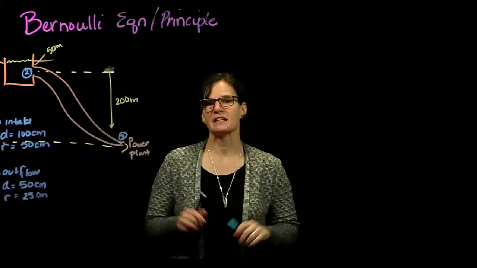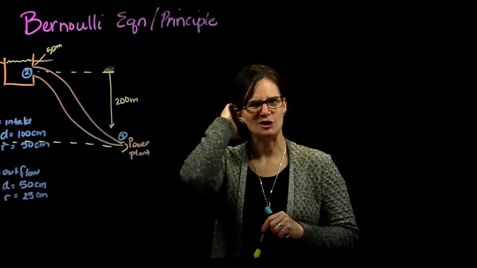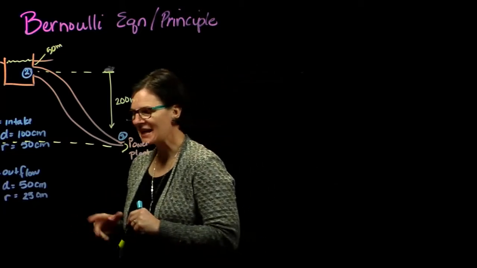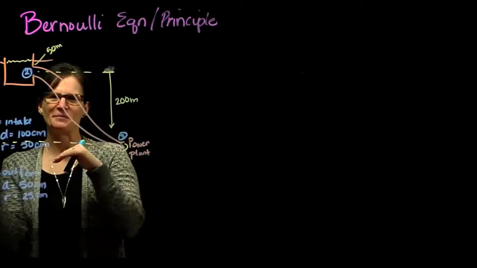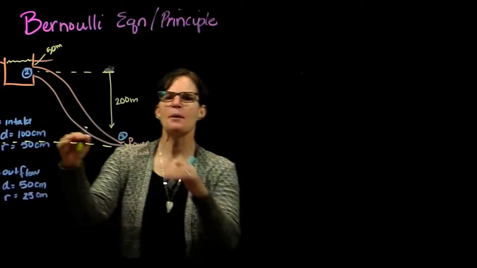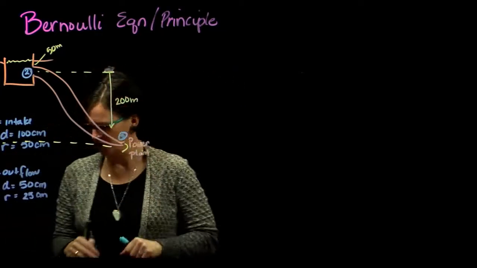We want to know a couple of things. First of all, how fast is the water flowing out of this tube and into the turbine? And second, what's the difference in pressure here? This is where the example deviates from your textbook. What's the difference in pressure between the intake and the outtake? So how's that pressure difference look?